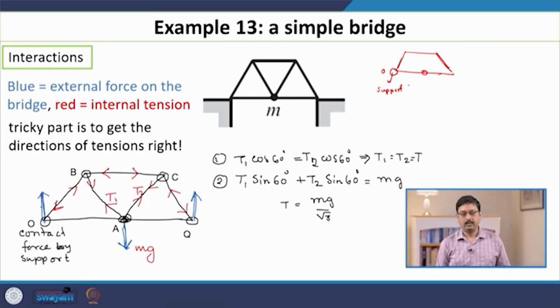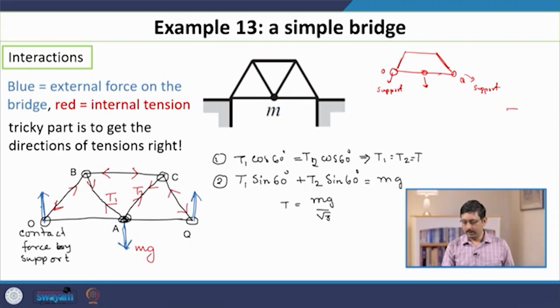So, it exerts some force on this bridge, and similarly on the other side, let us call that Q. In this case also it exerts some force on the bridge. On top of that, the car is also exerting a force downward on the bridge, that is a contact force. This force is also unknown, but we can determine the contact force, you can replace it by the weight of the car.